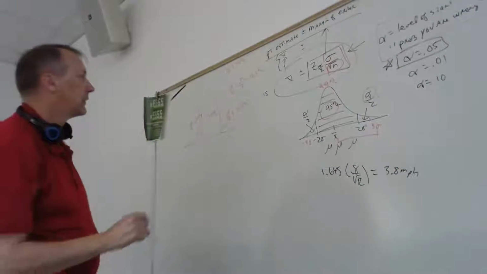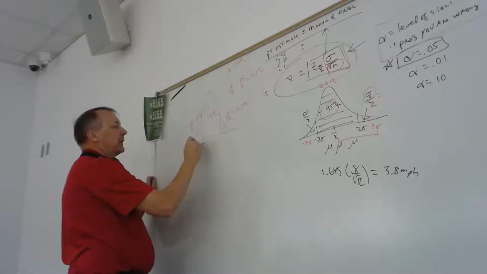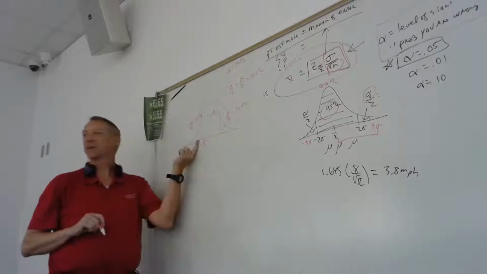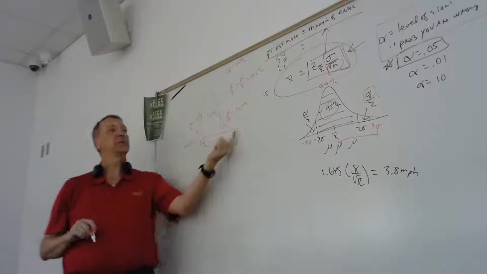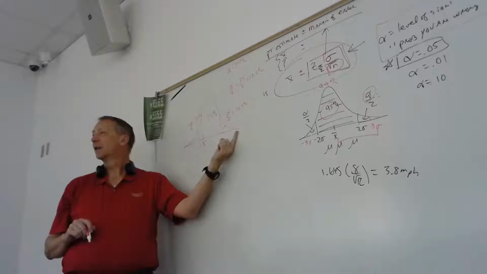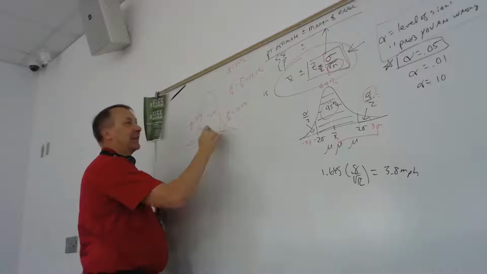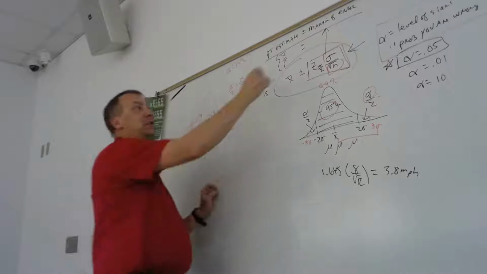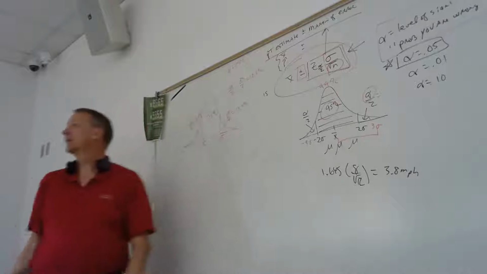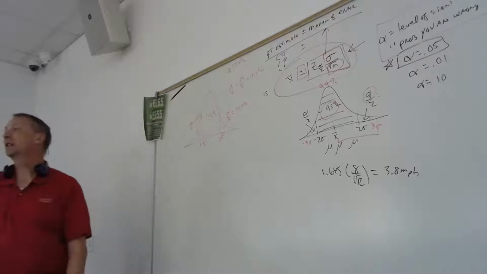Okay? So in this case, going back to my picture here, negative 1.15 gives me 12.5% to the left. What gives me 12.5% to the right? 1.15. How did you come up with that? Because it's symmetric. Yeah, it's symmetric. That's exactly right. That's why we love symmetry.